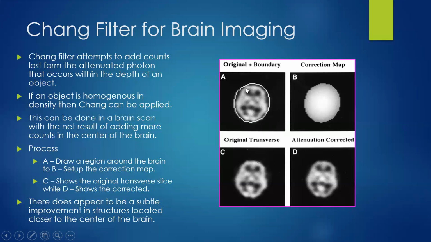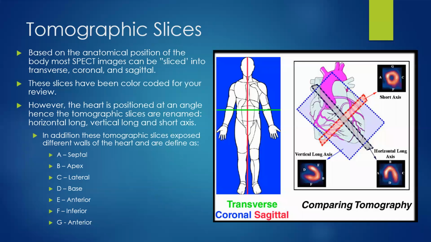So what does it do? Here we have a slice of a brain scan. We put an ROI around it. We then apply the correction map that we see over here. And from there, we have the original data, and then we have the new data. So original transfers, attenuation corrected transfers. And while there isn't a lot of difference, there is some. I asked you to look at the center of the brain, and you can see how now they're definitely slightly more intense, more activity is actually being noted. So this is an example of attenuation correction when you apply the Chang filter.